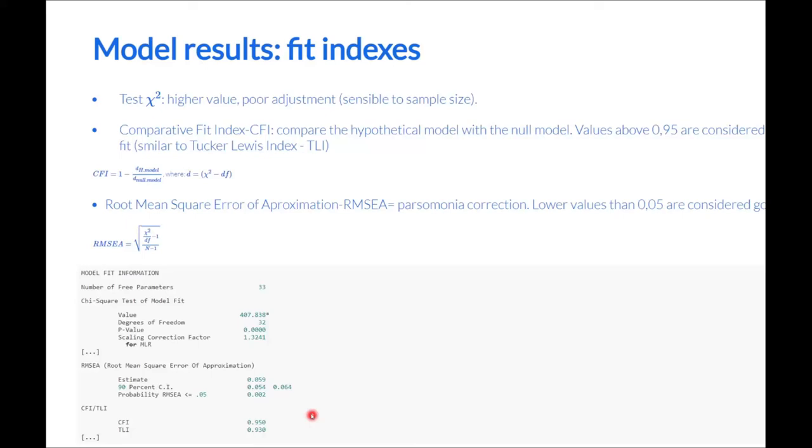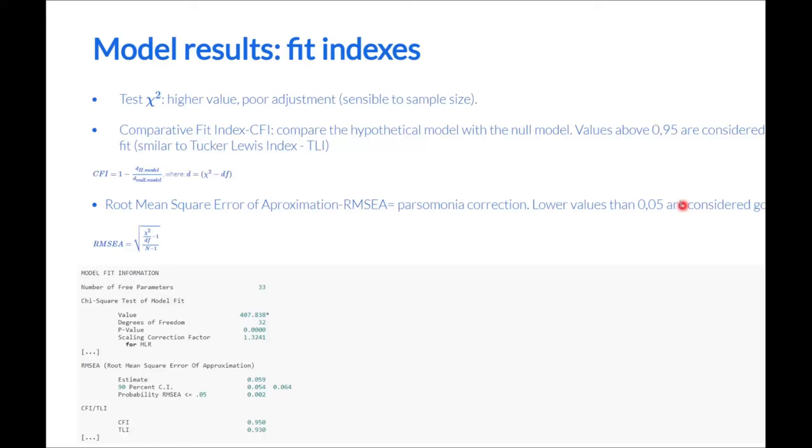And the other indicator is RMSEA, in which case the closer to zero, the better. Lower than 0.05 is considered a good model, and less than that is a better model. It's a kind of parsimony correction.